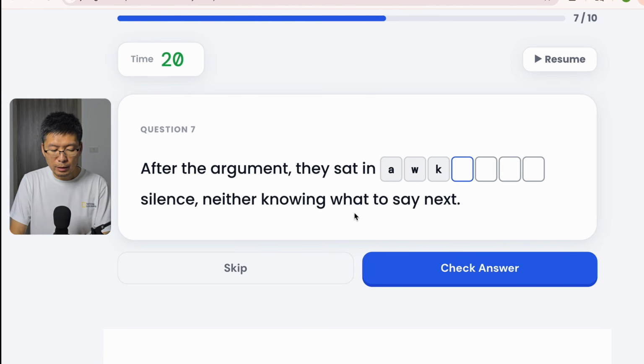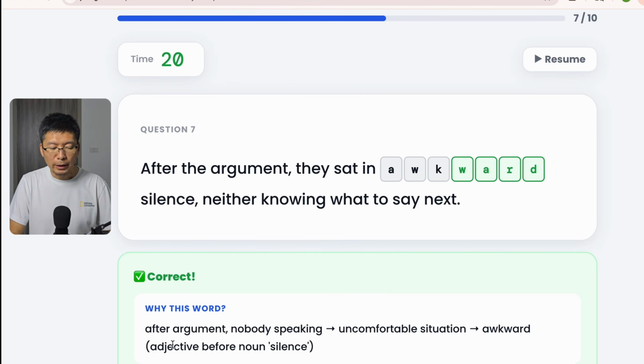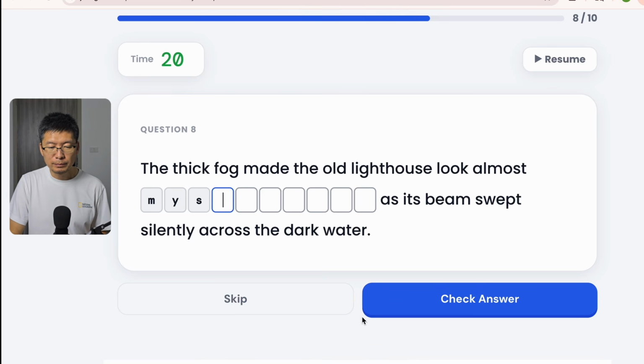Okay, I think the answer is awkward. Okay, why? After argument, nobody's speaking. So it's an uncomfortable situation. So it's awkward. It's adjective before noun, before the silence. Okay, next one.